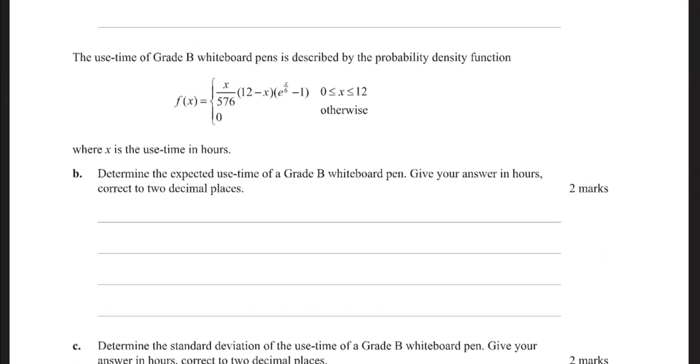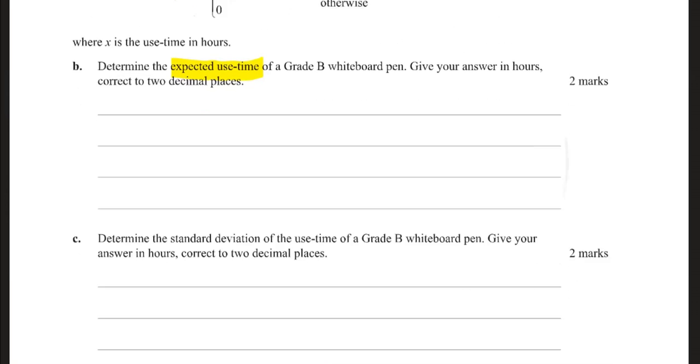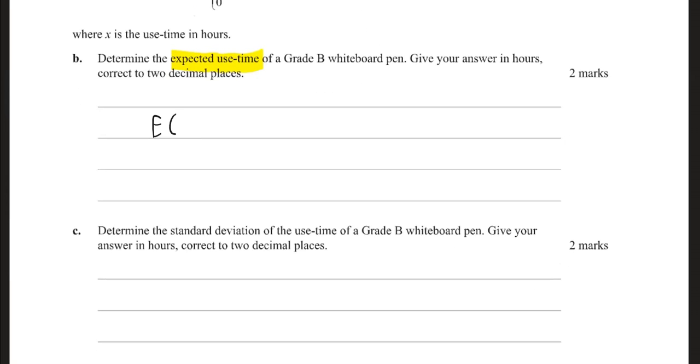Part B, we're moving on to grade B whiteboard pens now. And we're given the probability density function below. And part B asks us to find the mean of the function. So what we just do is E of x, the integral of x f of x dx. And you can evaluate that on your CAS and get 7.75 hours.